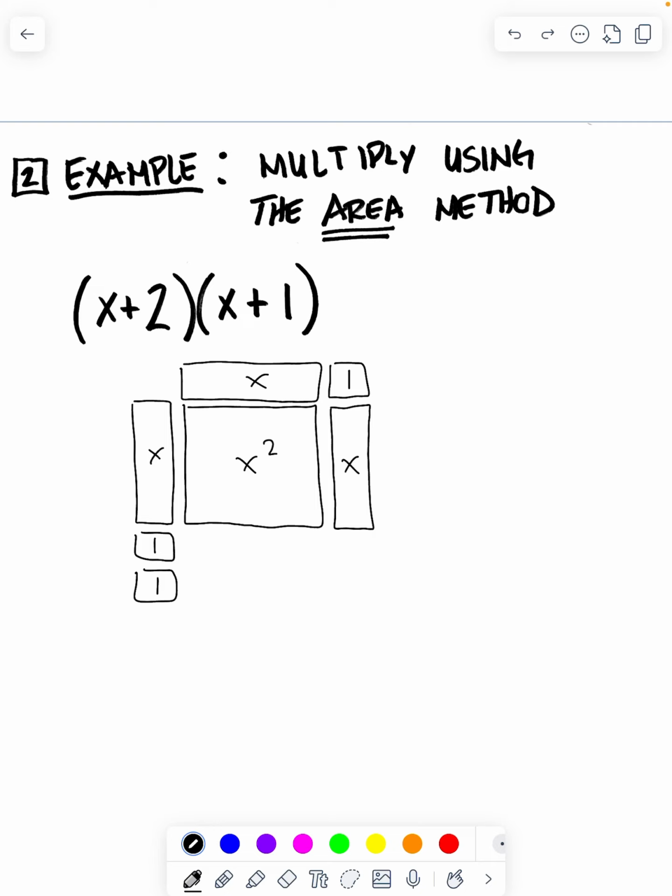Now down here, we can fill in this one first. We get a short length from this 1, and then a long length from the x up top. So we have an x, another x rectangle. And we have another one, because we have two 1s, so we get another one with the short length from the 1 and the long length from the x.